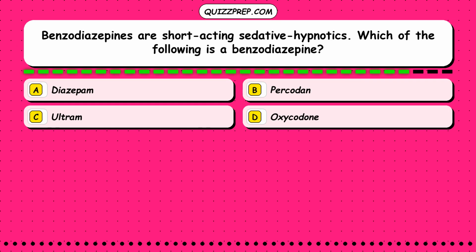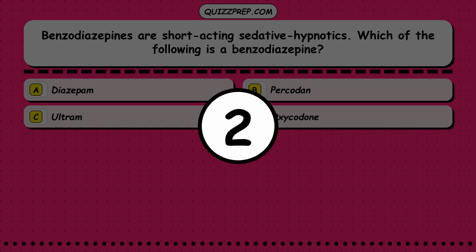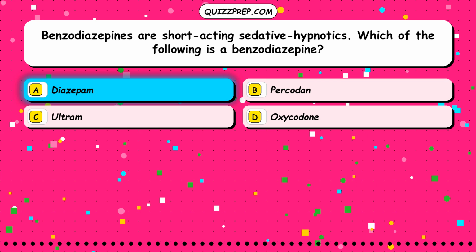Question 165. Benzodiazepines are short-acting sedative hypnotics. Which of the following is a benzodiazepine? Option A, diazepam. Option B, Percodan. Option C, Ultram. Option D, oxycodone. The correct answer is option A, diazepam.